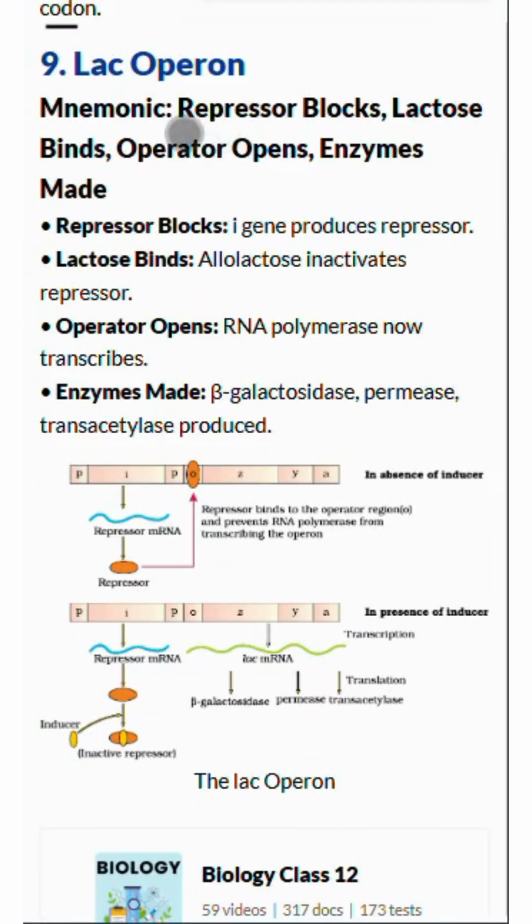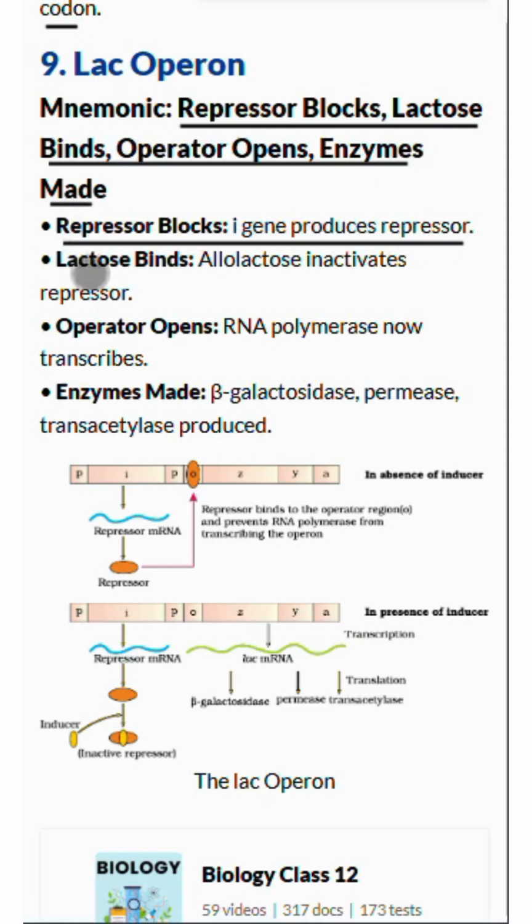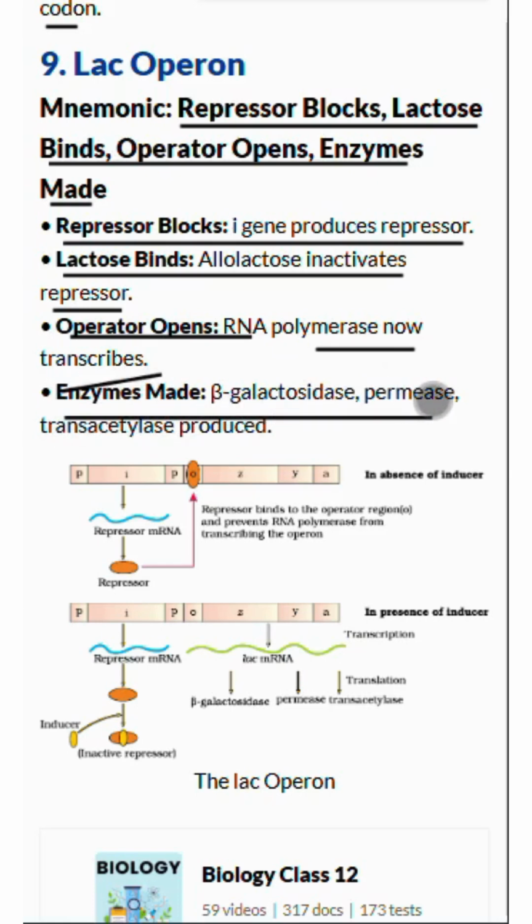Finally, let's understand the lac operon. The mnemonic is repressor blocks, lactose binds, operator opens, enzymes made. In this process, the I gene produces a repressor. Then, lactose binds, specifically allolactose, which inactivates the repressor. This allows the operator to open so RNA polymerase can transcribe, and consequently, enzymes like beta-galactosidase, permease, and transacetylase are produced.